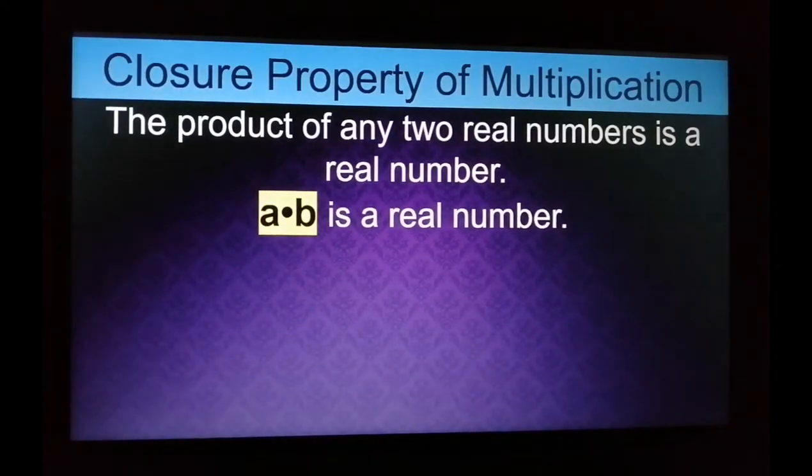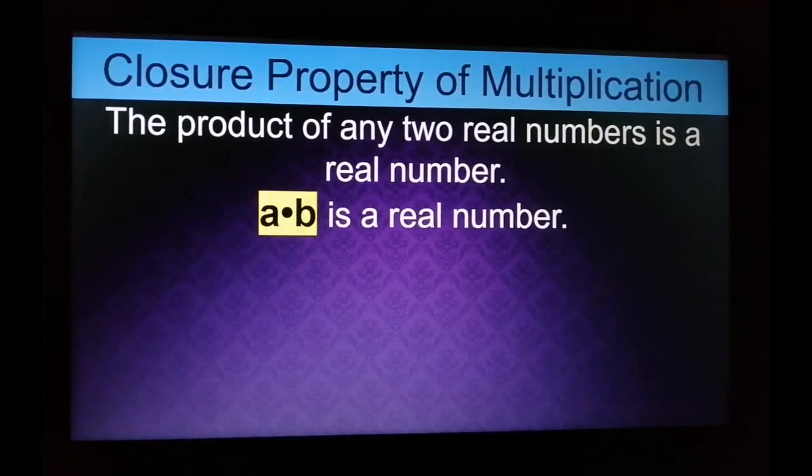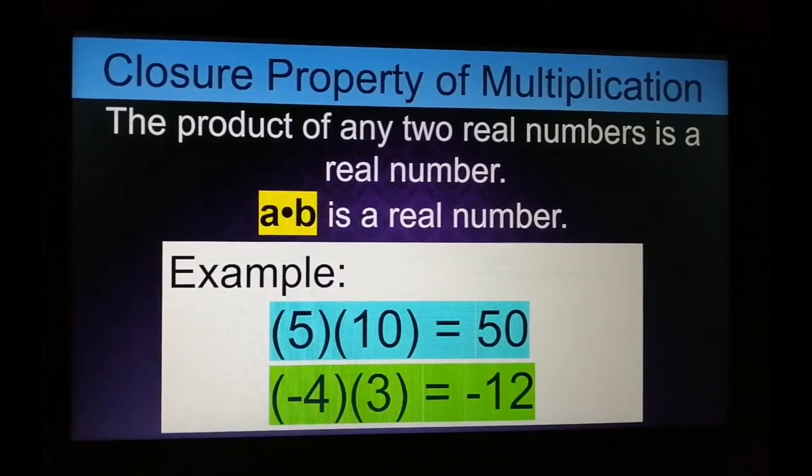Sunod, we have also closure property of multiplication. The product of any two real numbers is a real number. A times B is a real number. As you observe, yung ginamit sa gitna, kagaya dun sa last video, yung dot sa gitna ay ginagamit as multiplication. Also, the parentheses. So, let's have this example.